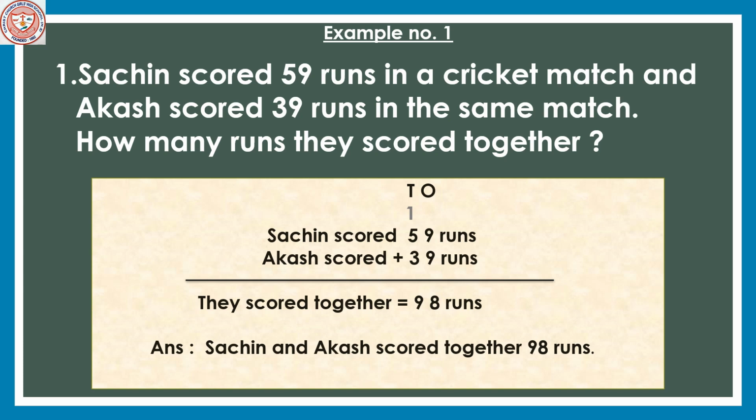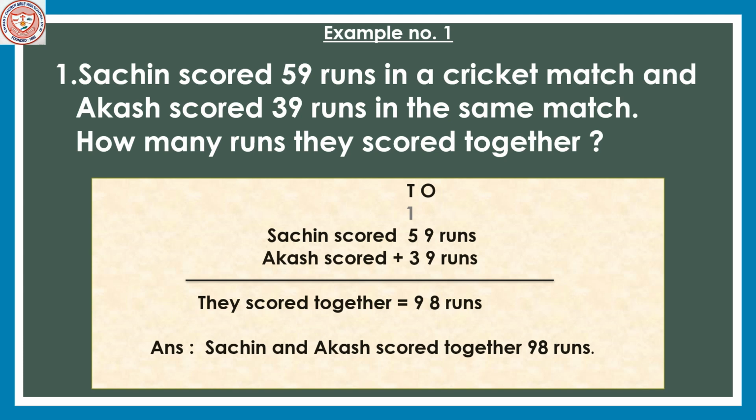They scored together is equal to, now you have to add the numbers. And how will we do this? First, we have to add the numbers which are in the ones place, and the numbers are 9 ones plus 9 ones. Now 9 ones plus 9 ones is equal to 18 ones, and 18 ones is equal to 1 ten plus 8 ones. So we regroup it. That is, we take 1 ten and place it with the other tens. It means carry 1 ten to the tens column and write 8 in the ones column.